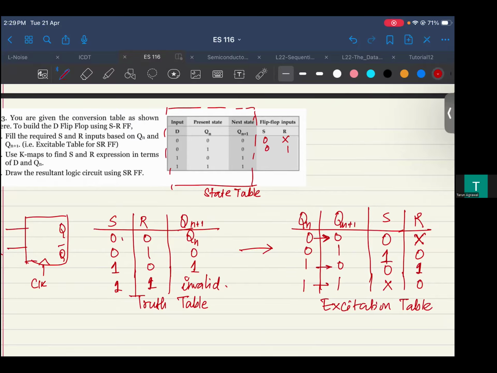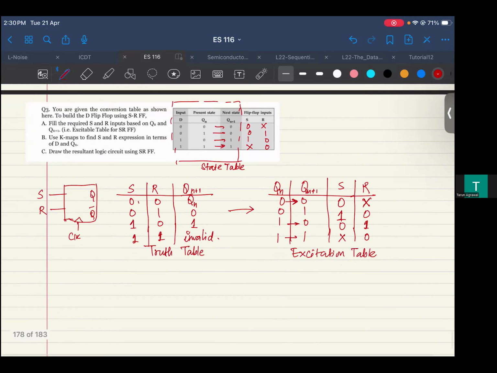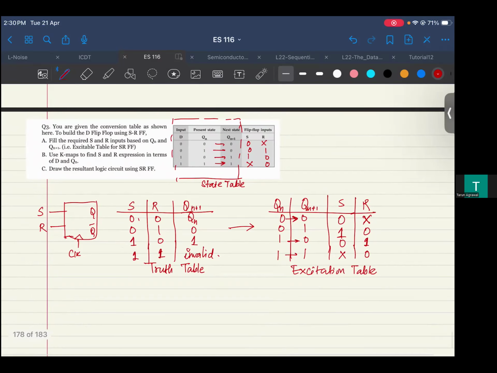0, 1 means 1, 0, right? We are just focusing on this part, right? And then 1 to 1 we see X0. So now, based on that, one can build the expression: what is the S and R? Because now we have to use this S and R to make this state table, right? That was our goal. And this state table is actually of a D flip-flop, right? That is what the table is.